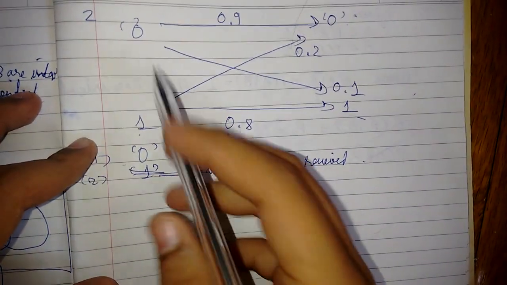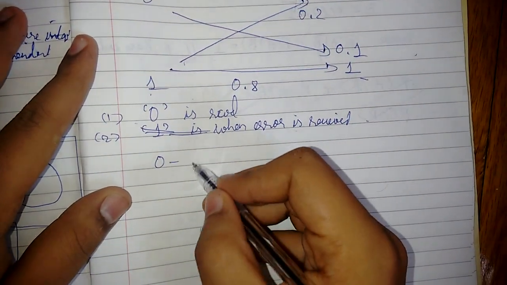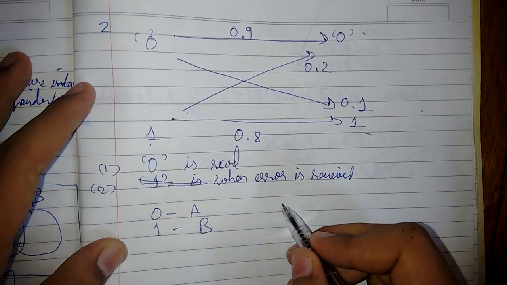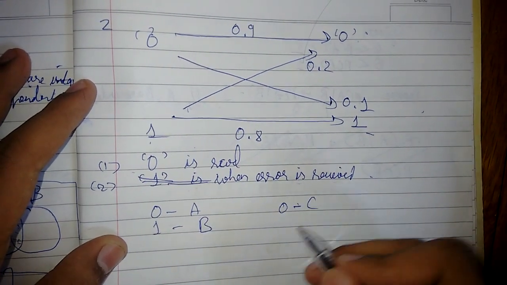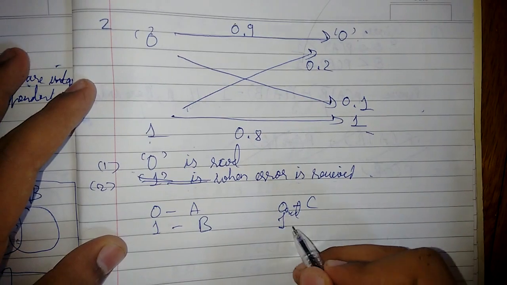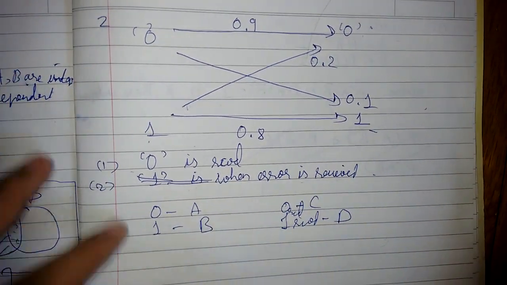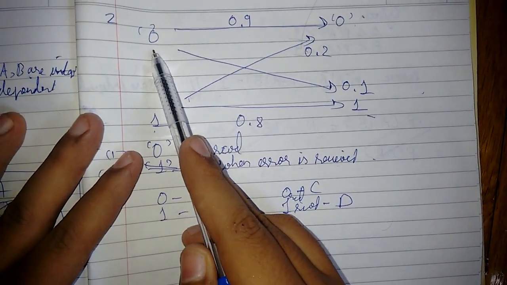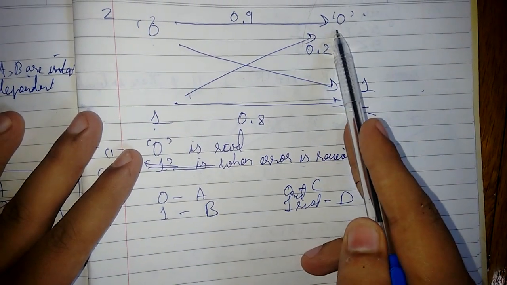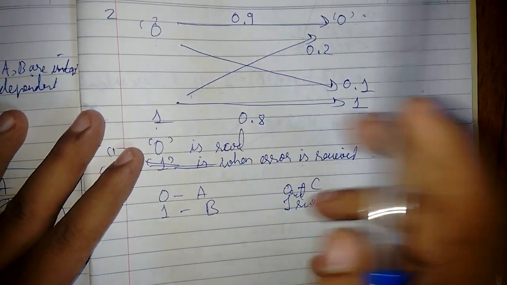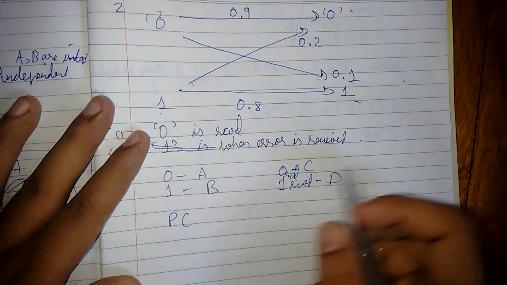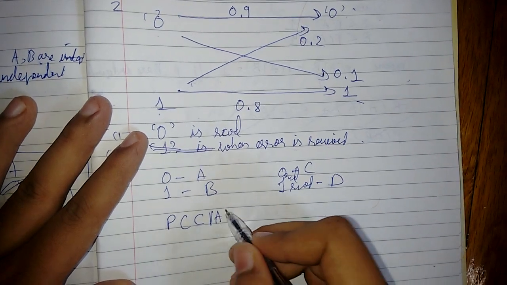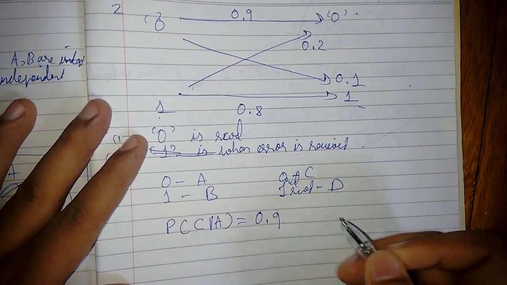When 0 is sent, let's call it event A. When 1 is sent, event B. When 0 is received, event C. And when 1 is received, we'll call it event D. Alright. Now when 0 is sent and 0 is received, the probability is 0.9. So we can write it as when event C occurs, given that event A has already occurred, it is given by 0.9.